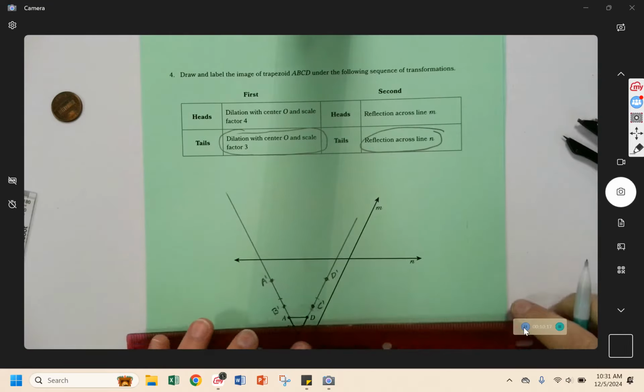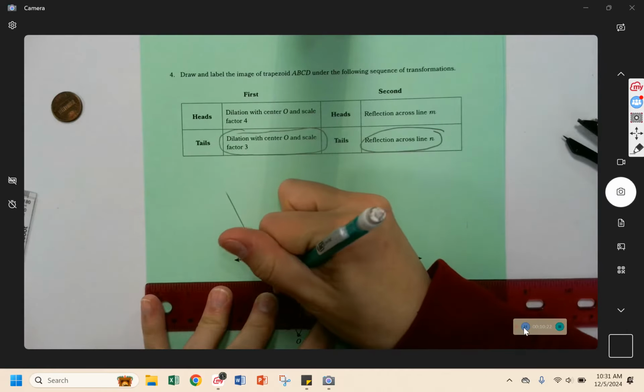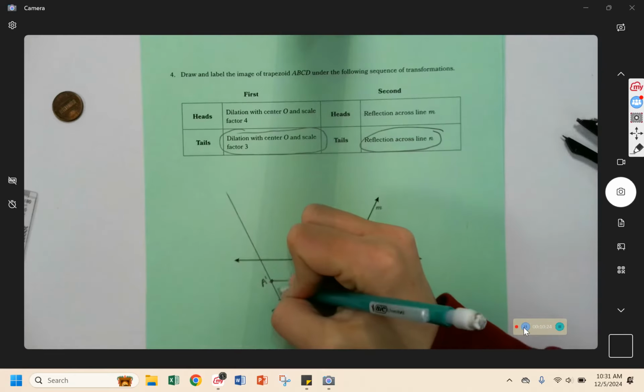Connect them using your straight edge. So we've got this shape here. Then we're going to reflect across line N, which is this one here. So we're going to trace A prime, B prime, C prime, D prime, and the end of line N. I'm going to put this little mark here just so I can line it up there as well.